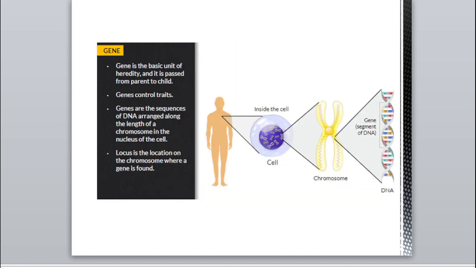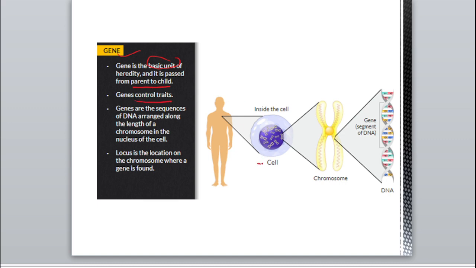To understand that, we need to learn about genes. Genes are nothing but the basic unit of heredity. These are the basic units, like cells are the basic units of our structure, which are responsible for passing these traits from parent to their child. So genes control the traits. Now, where do they lie?